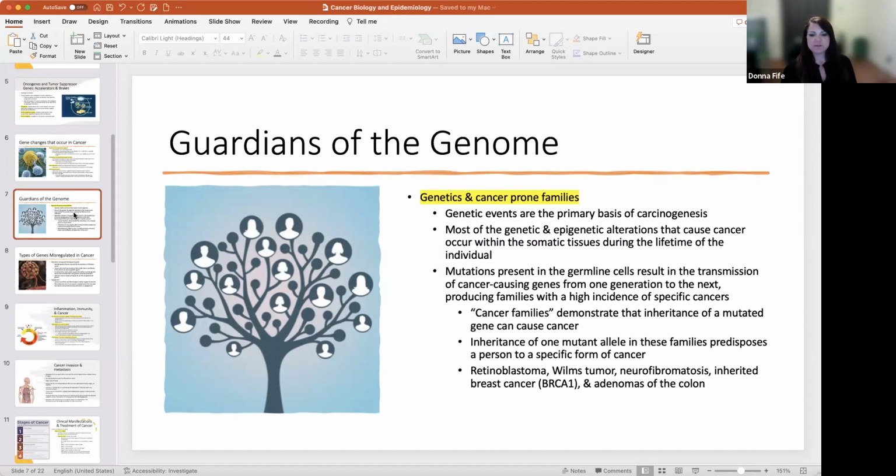Different examples of this include retinoblastoma, Wilms tumor, neurofibromatosis, inherited breast cancer, and adenomas of the colon.